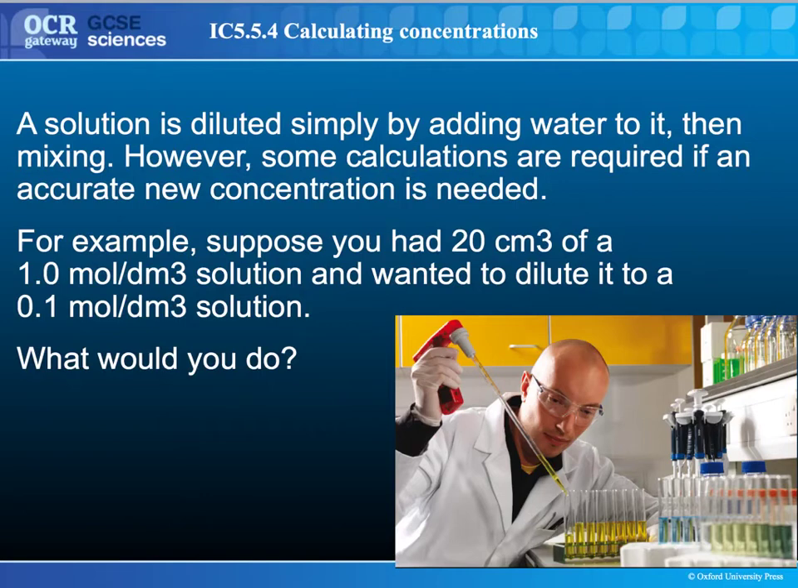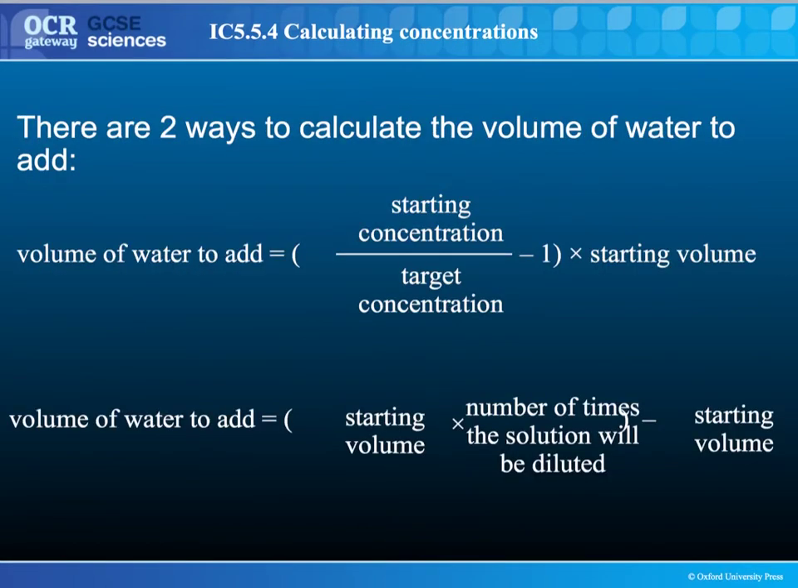Well, when you're dealing with nice ratios like this and you've got basically a tenfold dilution, most of you should be able to see that you need 200 ml or 200 cubic centimetres of the final solution. So you need to add 180 cubic centimetres of water to dilute the solution. But there are mathematical ways to do this. They all centre around calculating the volume of water to add.